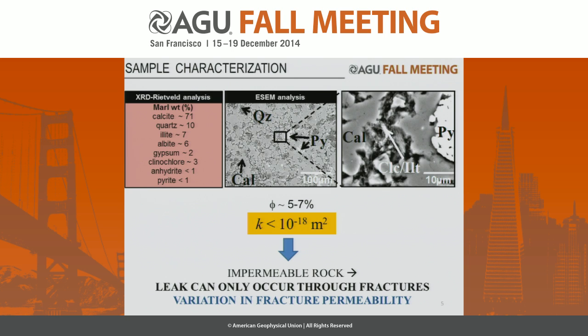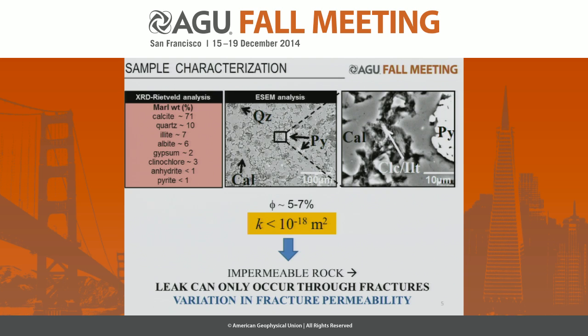We characterized the initial sample by XRD and Rietveld analysis, and also by ESEM analysis. We can observe that the initial marble is mainly composed of calcite, with lesser amounts of quartz, illite, albite, gypsum and clinochlore, and insignificant amounts of anhydrite and pyrite. The ESEM image shows the morphology of the mineral grains. There is mainly calcite. We can see the clinochlore and illite, and also grains of pyrite.